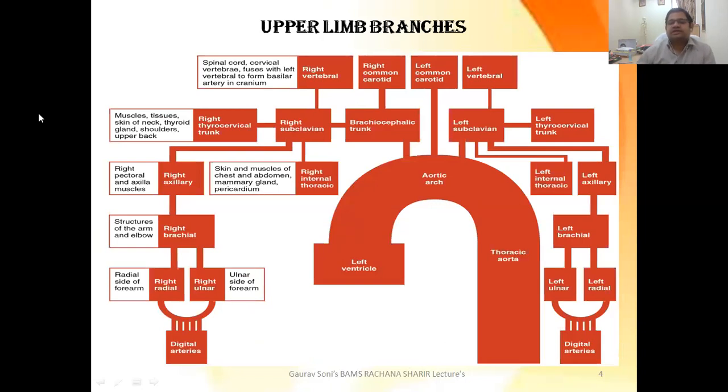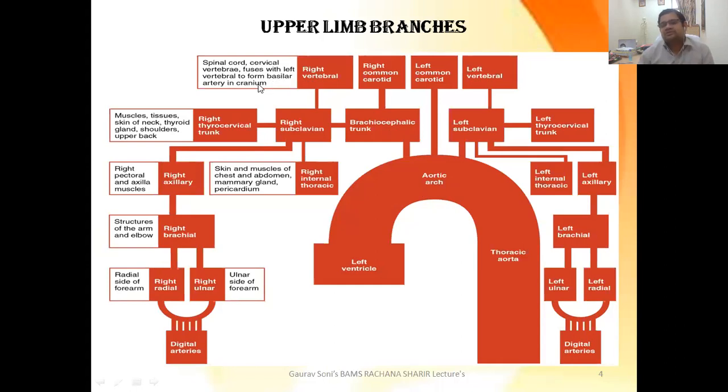Here we are specifically going to talk about the upper limb supply. You can see our aortic arch is here. From there, on the right side, is the brachiocephalic trunk. It gives a branch to the head and neck region, the right common carotid artery, which further divides into the external and internal carotid artery. Then when it reaches the subclavian area, and subclavian means below the clavicle, it is further divided into certain branches. You can see some branches named here. The right vertebral artery supplies the spinal cord and cervical vertebrae, and joins the left vertebral to form the basilar artery in the cranium.